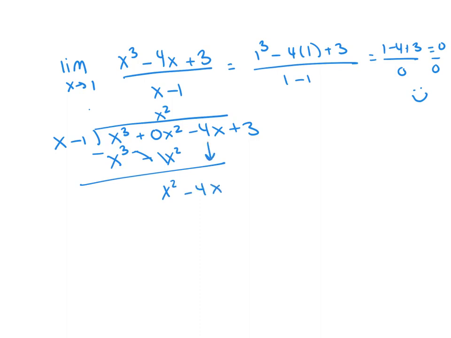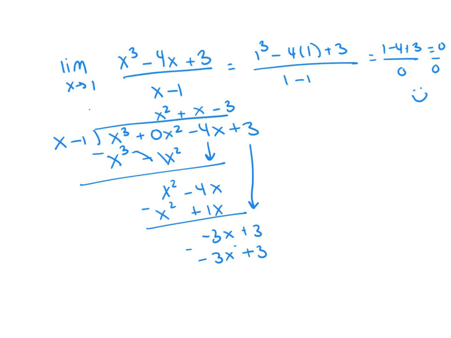And how do I get x into x squared? Times it by x. So x times negative 1 is negative 1x. X times x is x squared. And then I subtract again. So I have a negative 3x. I bring down my 3 plus 3. And how do I make x into negative 3x? I multiply by negative 3. Negative 3 times 1 is positive 3. Negative 3 times x is negative 3x. And again, I subtract, so I have no remainder.